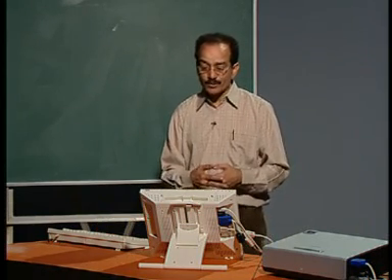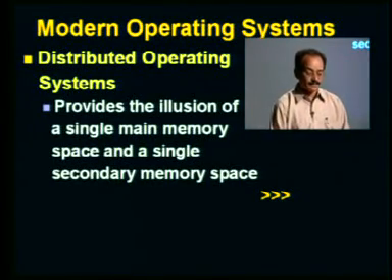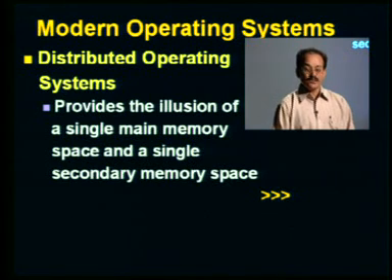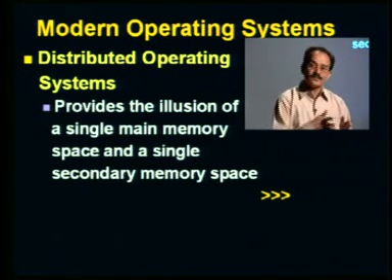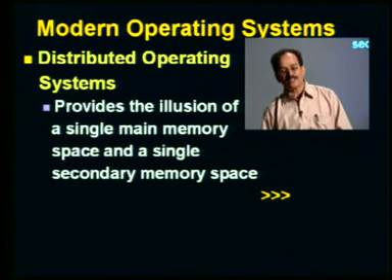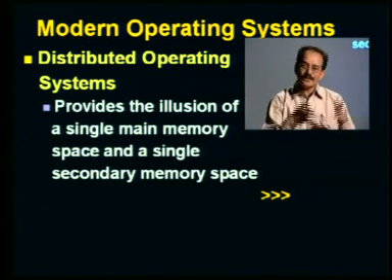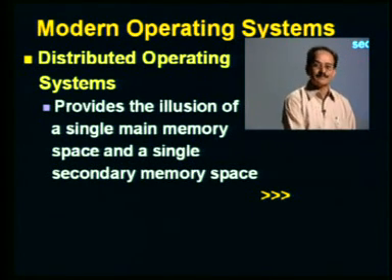Or it can be a distributed operating system, that is, it provides you the illusion of a single main memory space and a single secondary storage. What happens in distributed operating systems is that the user does not know whether he is working on his own system or on somebody else's system. My operating system gives me the illusion that everything is available to me on the same system. That sort of system we call a distributed operating system, and there are distributed applications made on distributed operating systems.